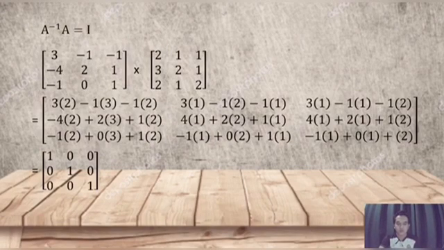Finally, we will get the answer: first row 1, 0 and 0, the second row 0, 1 and 0, and third row 0, 0 and 1.